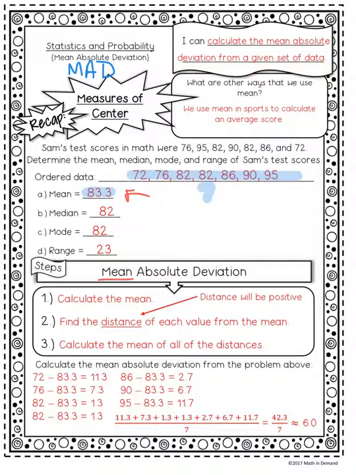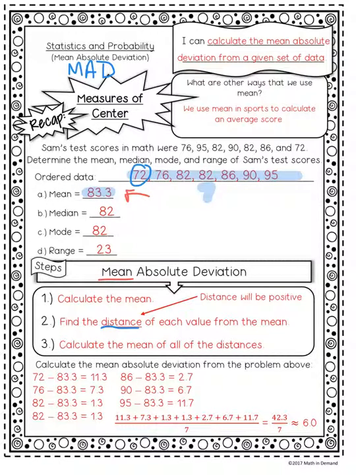So for example, our first piece of data is 72. We're going to do 72 minus what we got for the mean. No matter what it is, we're always going to make the number positive. So if it helps, subtract the other way. When you do 72 minus 83.3, even though we should get a negative answer, we're going to just make it positive because distance is always positive.